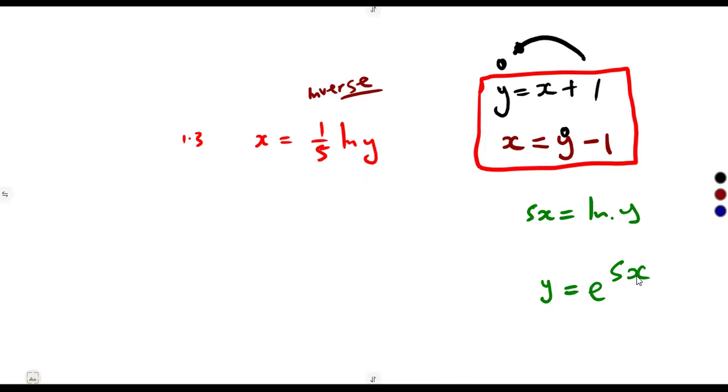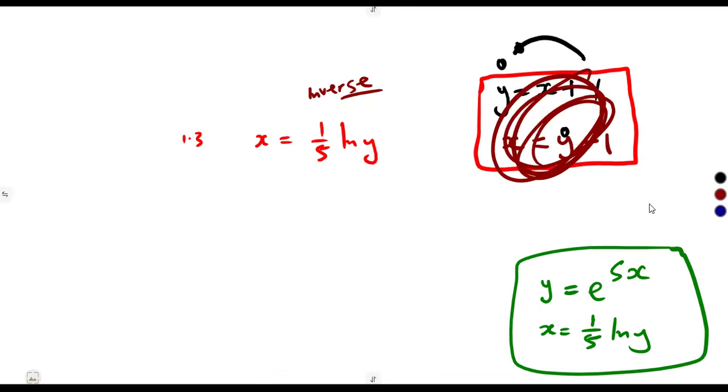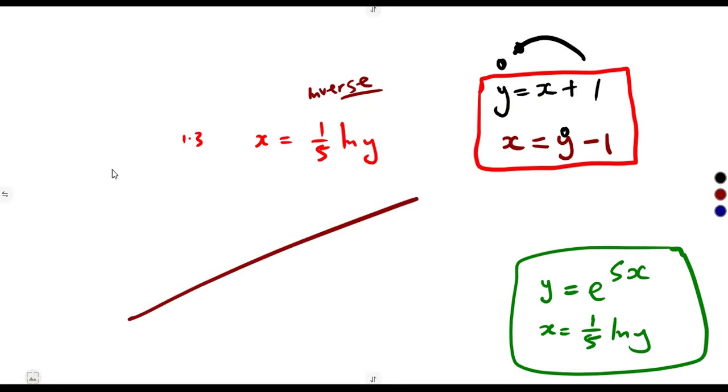exponent of 5x. Guys, someone who is writing one of these two, it is just like you're playing around the same question. You're playing around the same line. You are making x the subject, you make y the subject, and you think the line is going to change to look like this. No.